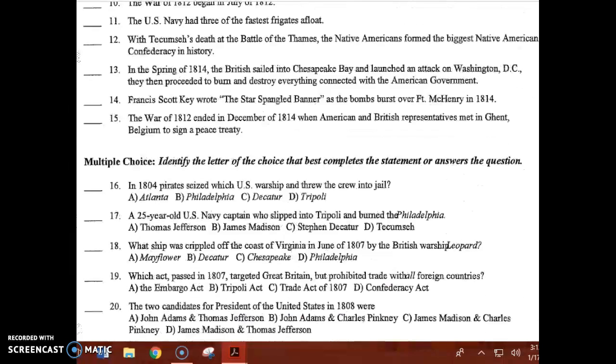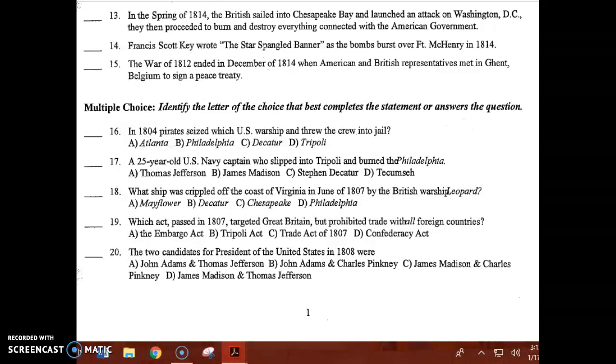The next section is multiple choice. You need to identify the letter of the choice that best completes the statement or answers the question. Number 16. In 1804, pirates seized which U.S. warship and threw the crew into jail? A. The Atlanta, B. The Philadelphia, C. The Decatur, or D. The Tripoli?